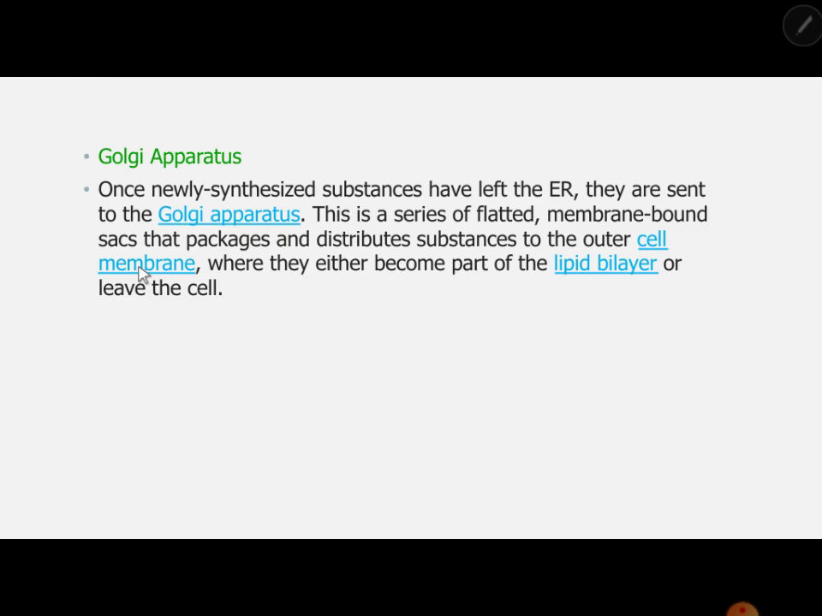So what happens after food has been manufactured? It has to be transported. It is transported by the endoplasmic reticulum. Once it is transported by the endoplasmic reticulum, it is taken to the Golgi apparatus. Now, the Golgi apparatus distributes the manufactured food to all other parts of the cell.